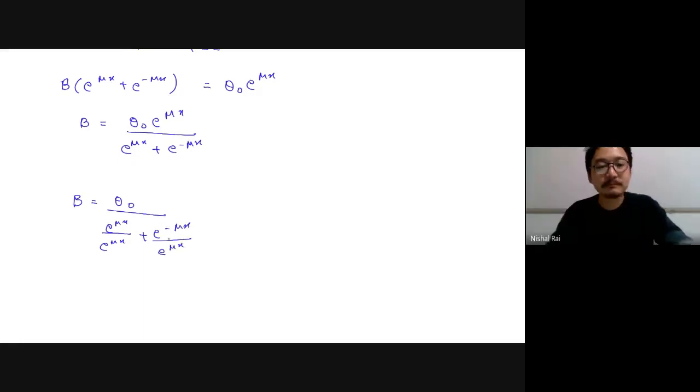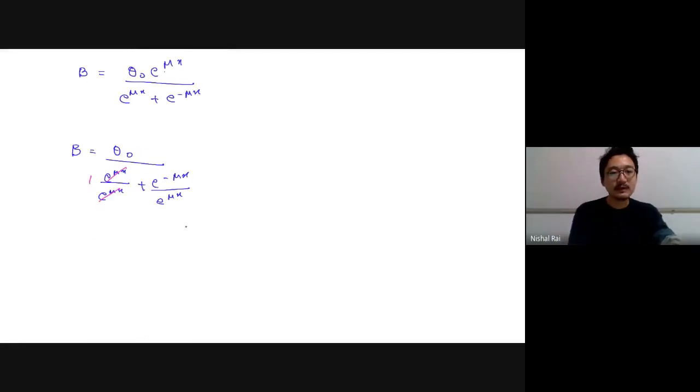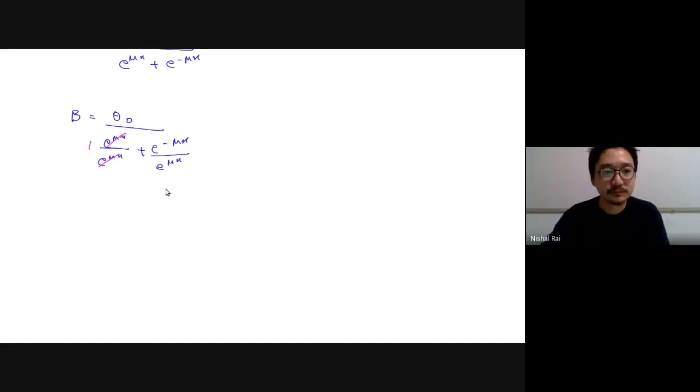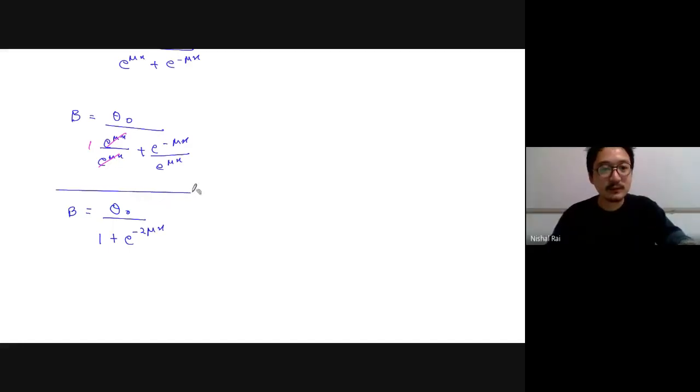Is this point clear? We have taken this and divided on both sides. I think it's clear. These two will cancel out to give you 1. And over here, it will go over here to give you minus 2. So this we can write in this manner: B equal to theta naught over 1 plus e to the power minus 2 mu x. Good.